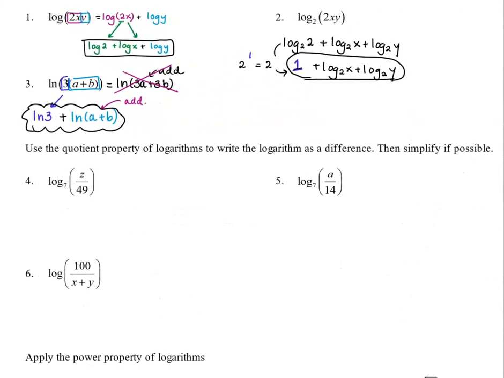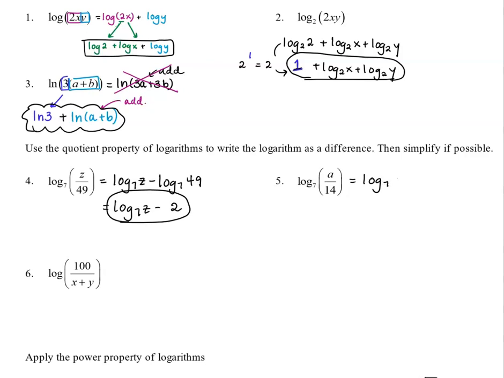In examples 4, 5, and 6, instead of the product rule, we will now be applying the quotient rule because we have division on the inside of these logarithms. Example 4, we're going to have log base 7 of z minus log base 7 of 49, and we are now subtracting these logarithms because we had division on the inside. And we can go on to simplify log base 7 of 49. It is equal to 2, because 2 is the exponent that goes on 7 to give us 49.